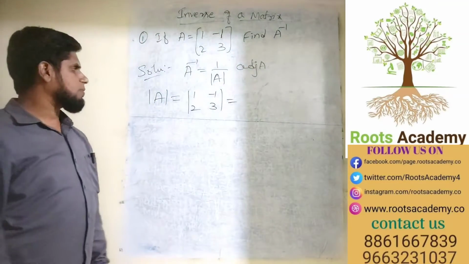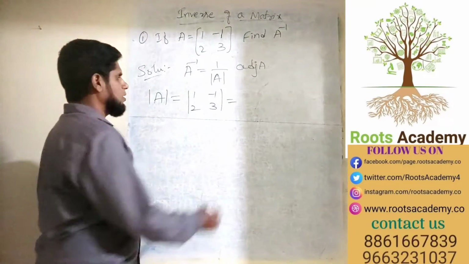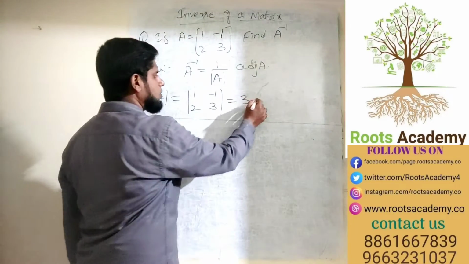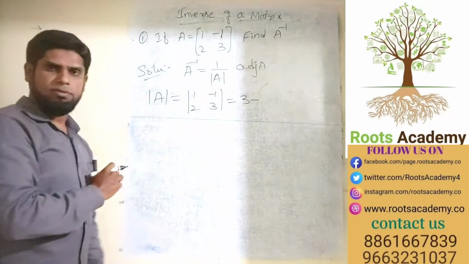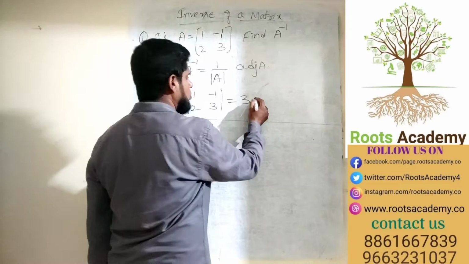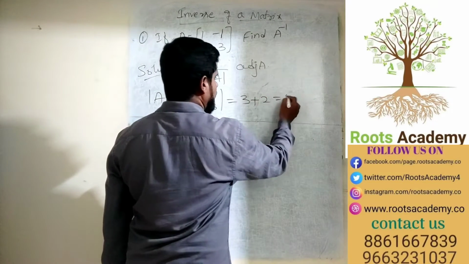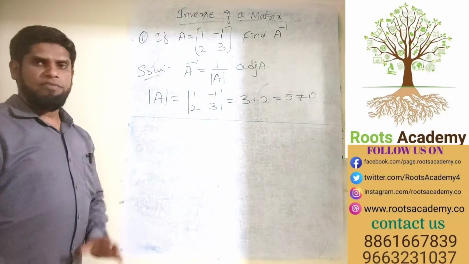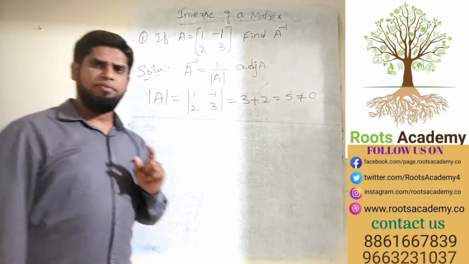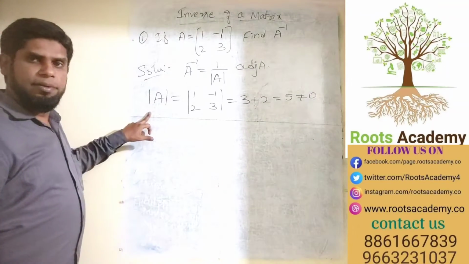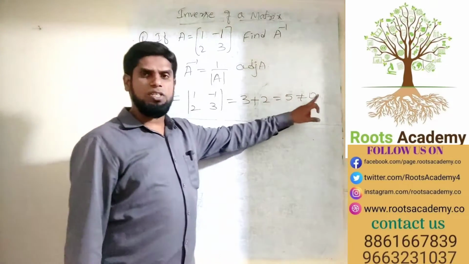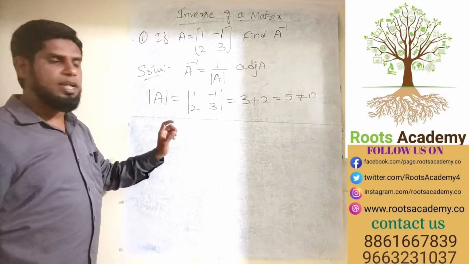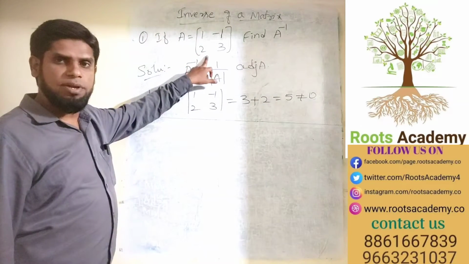So students, if I expand this, I will get 1 into 3, 3, minus 1 into 2, it's minus 2, minus into minus is plus 2. So finally it is 5, which is not equal to 0. Students, if you are finding the inverse, then the very important thing is determinant, because if the determinant is equal to 0, then it does not have any inverse. Inverse does not exist for a matrix whose determinant is 0.